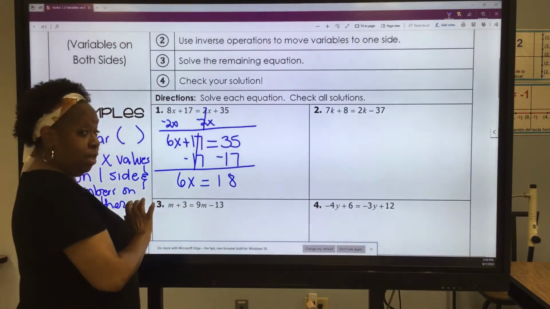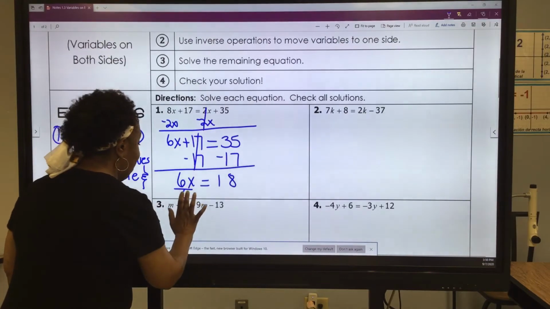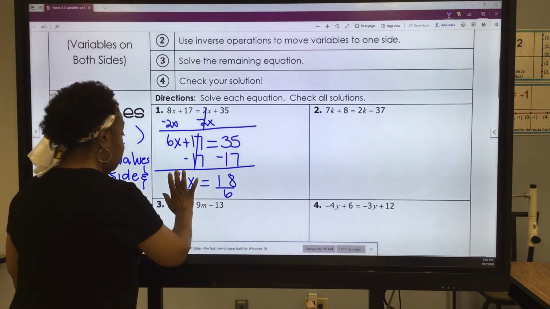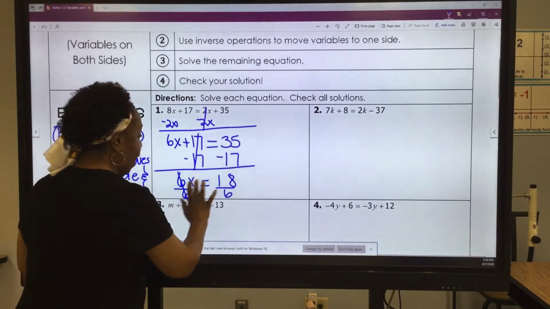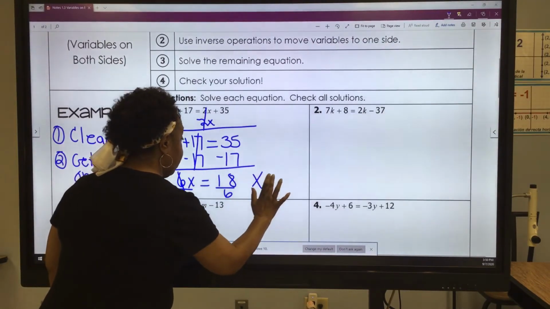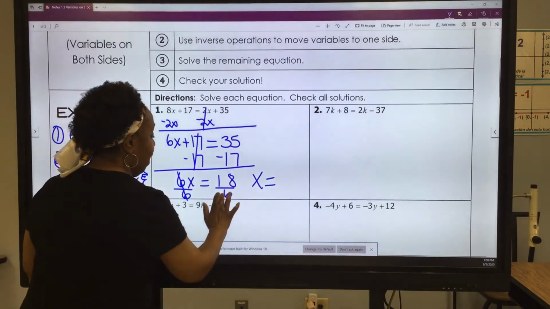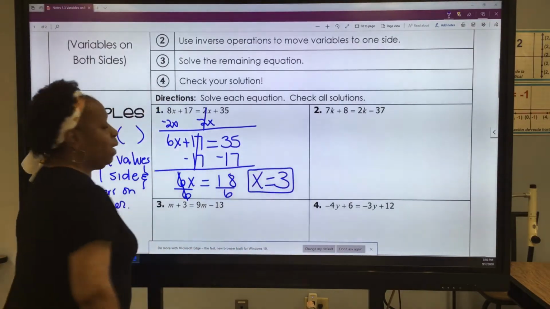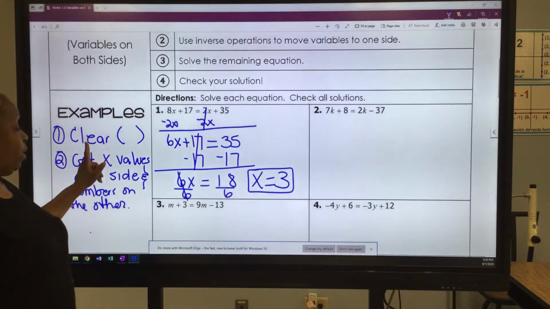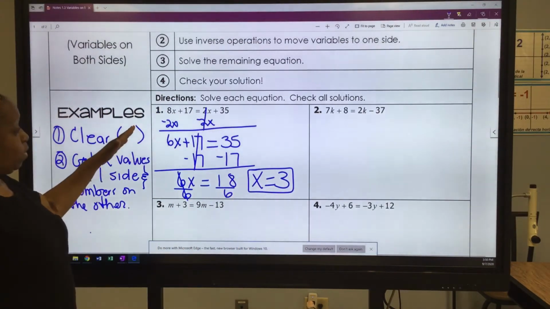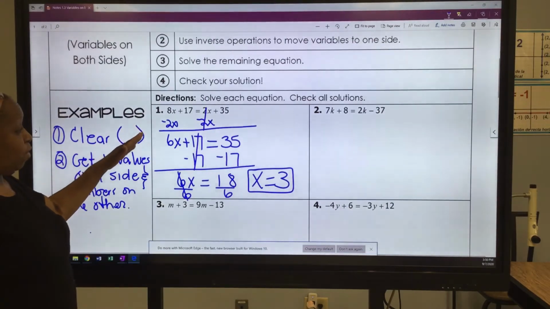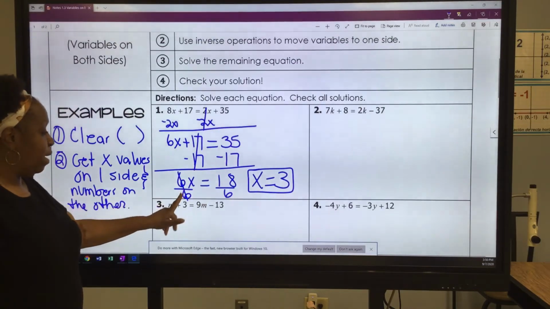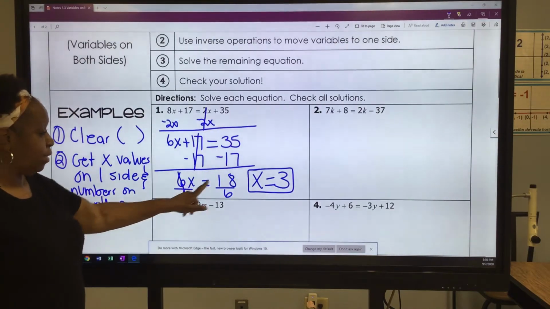Now we'll get x by itself. Divide by the coefficient. That's a 6. The 6's cancel, and I have x equals 18 divided by 6 is 3. And that's your answer. So let's go back and see what we did. There were no parentheses to clear. So we moved the x over to the left, the 2x over, moved the 17 over to the right, brought everything down that wasn't canceled out, divided by the coefficient of the x, and got our answer.